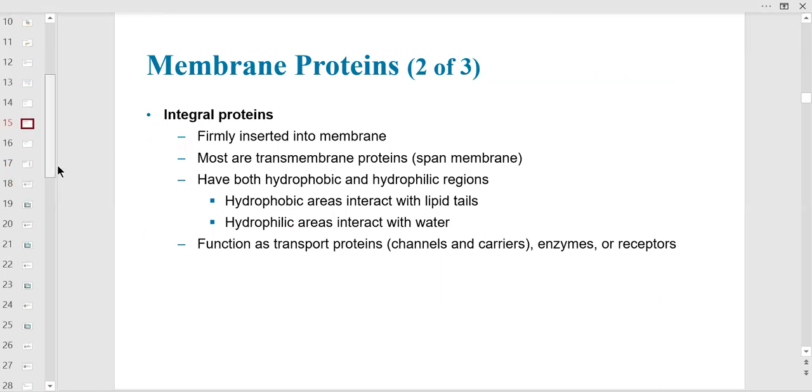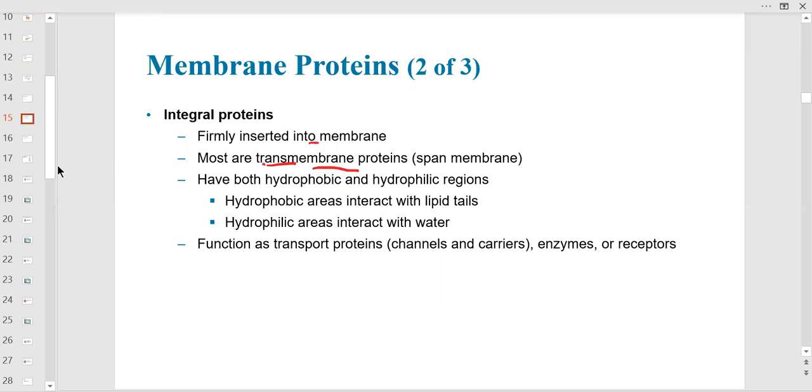Okay, so integral is firmly inserted into the membrane, or called transmembrane. That's a good word, transmembrane, through it. And they have both. It's not just hydrophilic, it has hydrophobic regions. So the hydrophobic areas interact easier with lipids and hydrophilic more with water. Makes sense, hydrophilic, hydrophobic. And here are the proteins that could be the channels or carriers.